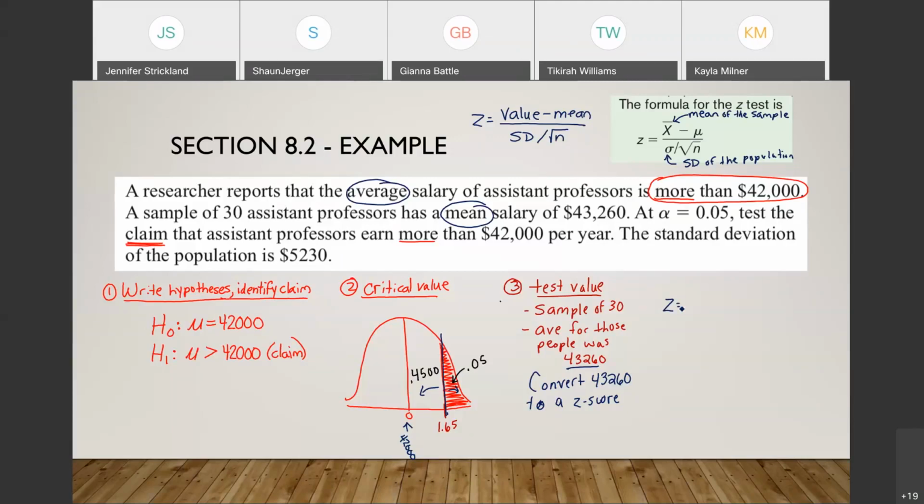So the first number that goes into that formula is the mean of the sample. So is that the 42,000 or is that the 43,260? 43. The 43. Okay, so we kind of write that down. We said a sample of 30. The average for those people, that's the mean of the sample.